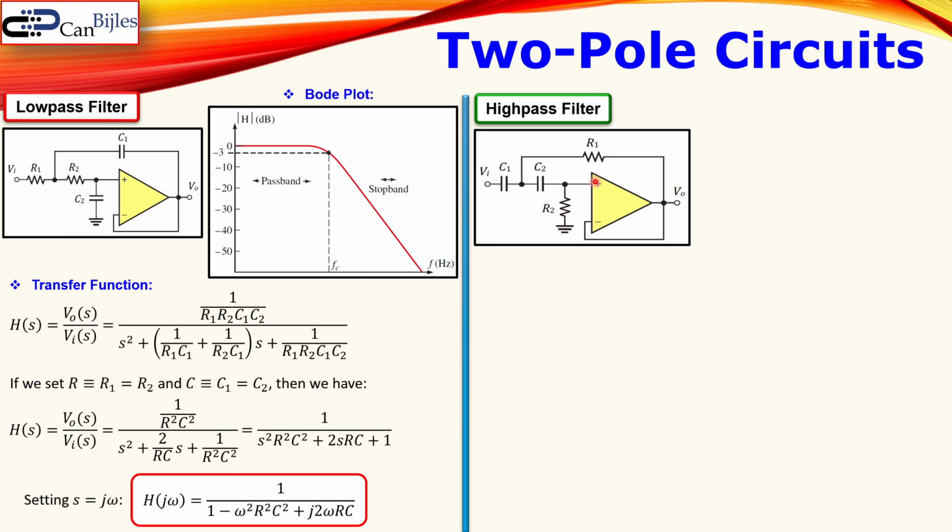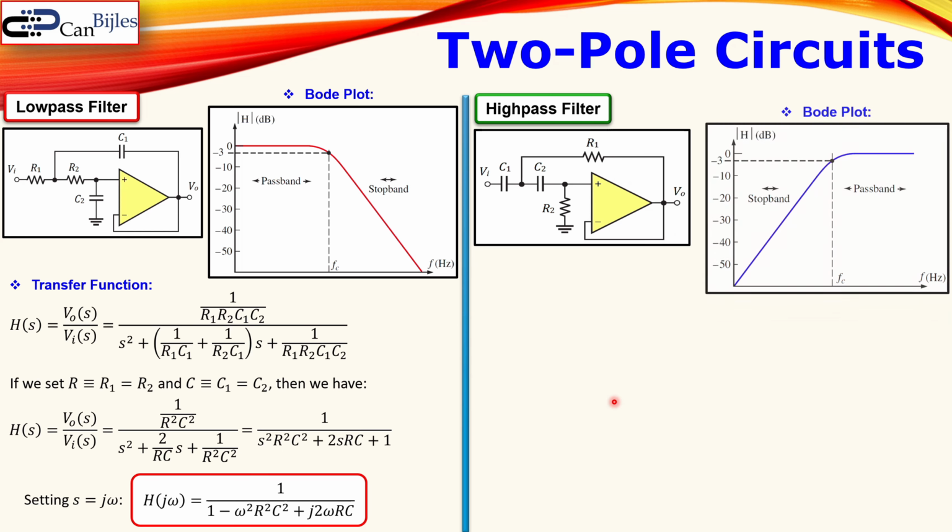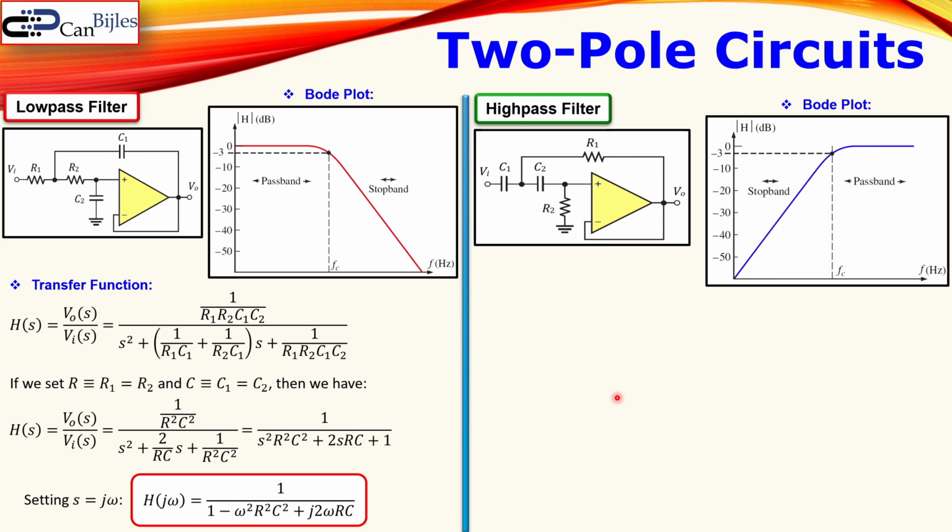Again, we also have the unity-gain feedback configuration for our operational amplifier. And this is now the generic Bode plot of a high pass filter. Again, you see the stop band and the pass band gain, or the high frequency gain, is 0 dB, since we have a unity gain, or the gain is 1. And this is now the absolute value of our transfer function expressed in dB.